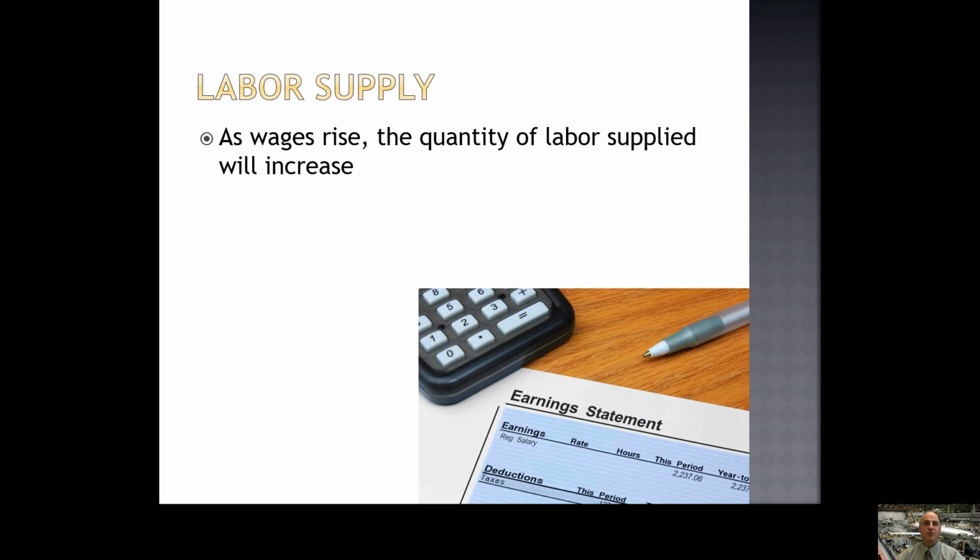So the labor supply functions pretty much like any law of supply would indicate. It's an upward sloping supply curve. The law of supply simply says as the price rises, the quantity supplied will also rise. In the labor market, the price is our wage. So the price of labor is your wage rate, and as the wages rise, the quantity of labor will also increase.